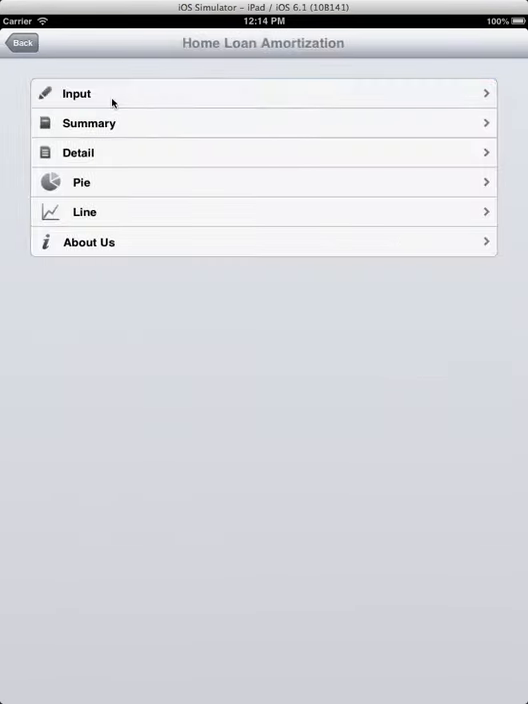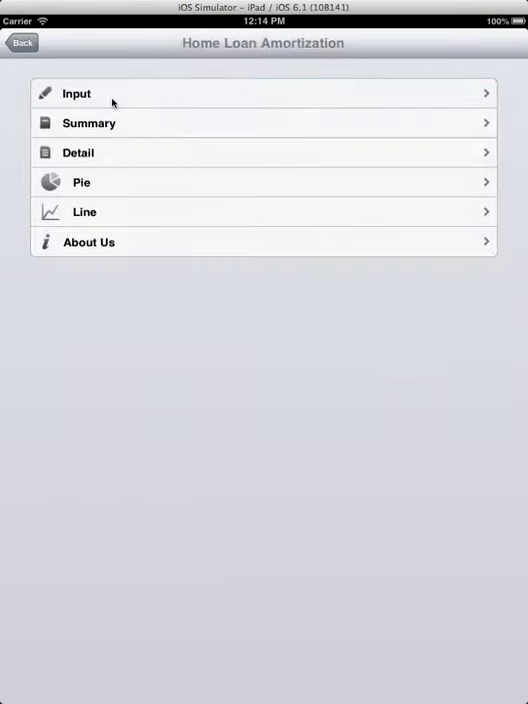Okay, here's the input, and then here's the summary. So it's a loan amount, principal, interest, total interest, and reduction in years, savings, etc. You can also email the result. You can also print the result. And now say detail. So here is basically the amortization schedule. You can print and email as well.